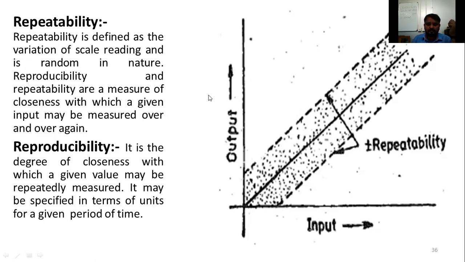Linearity, anyone? What do you mean by linearity? The output is linearly proportional to the input. This is linearity. Whatever the diagram you are seeing here, this is linearly proportional only. We are going to call it linearity.